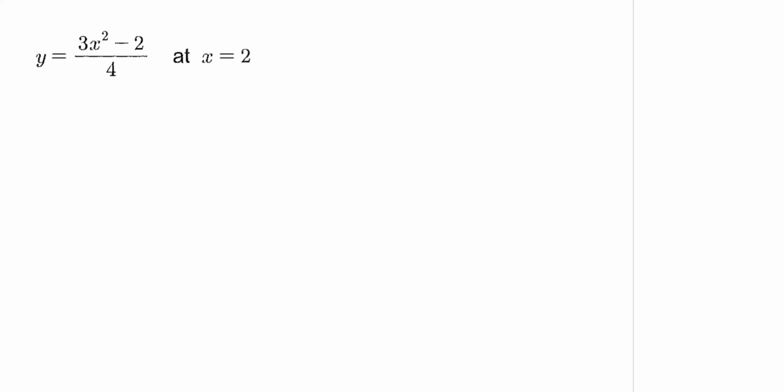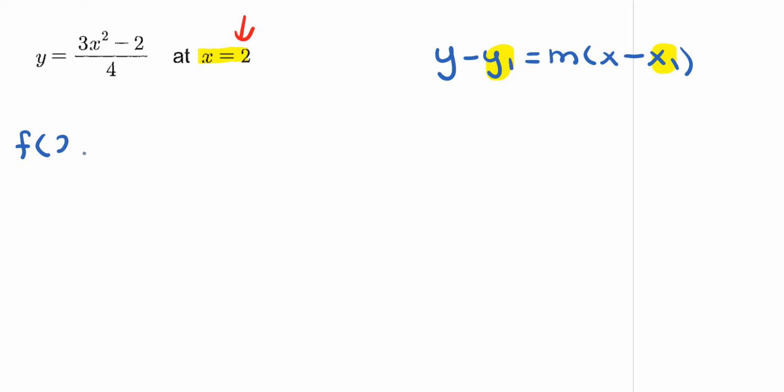Okay, so now I need to find the equation of the tangent line when x equals 2 for that particular function. I can start by writing out the equation of the line in point-slope form. Right away, let's find y1 and x1. We know that x1 is going to be 2, so let's find the y value. That's the same thing as evaluating f of 2.